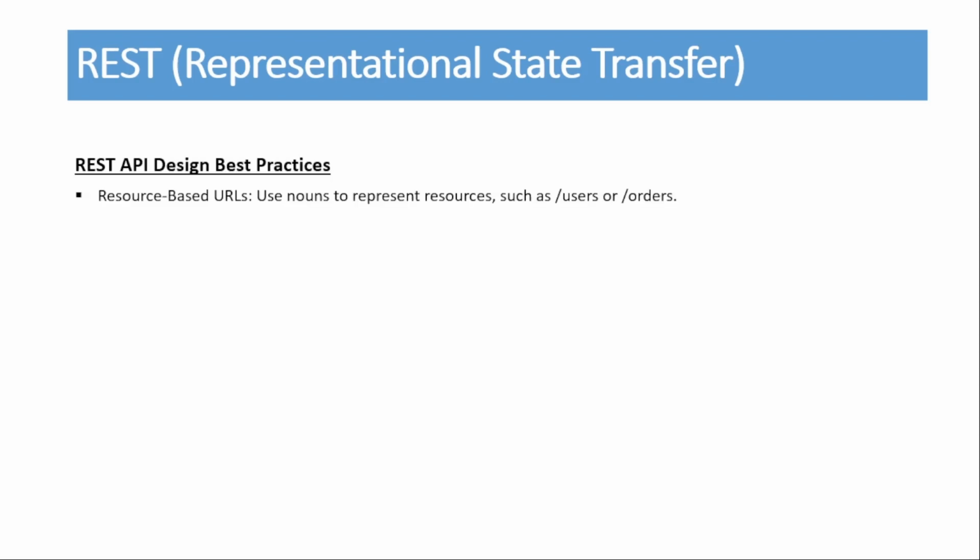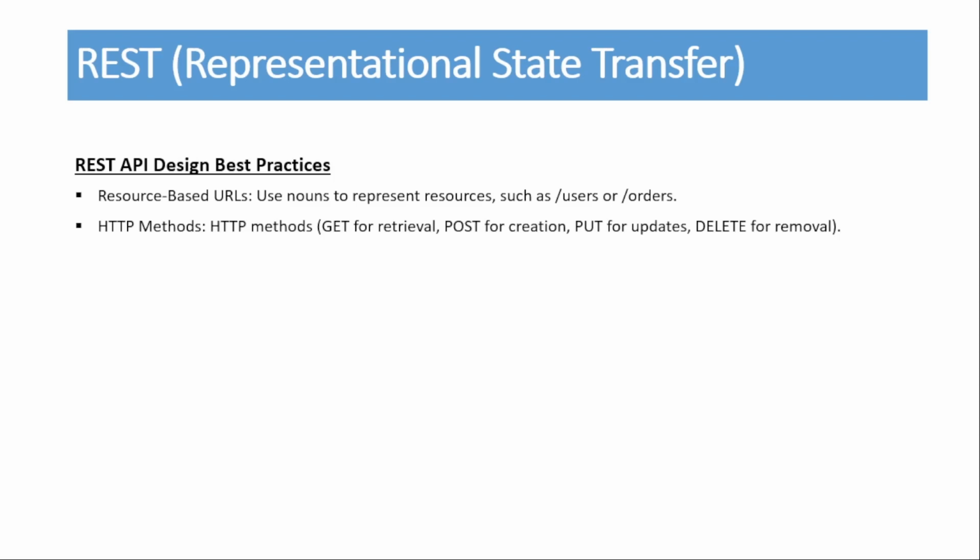Now the REST API design best practices. Resource-based URLs: you can use nouns to represent resources such as /users or /orders. You should avoid using verbs in URLs. Instead, the HTTP methods indicate the action. HTTP methods: GET for retrieving data, POST for creation of new resources, PUT for updating existing resources, DELETE for removing resources.